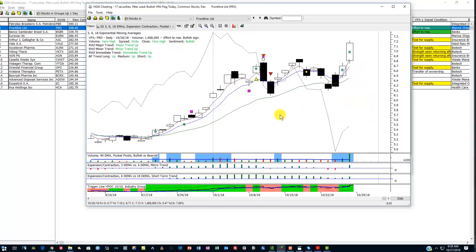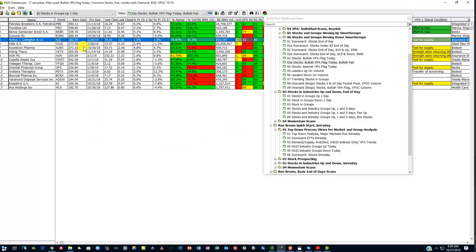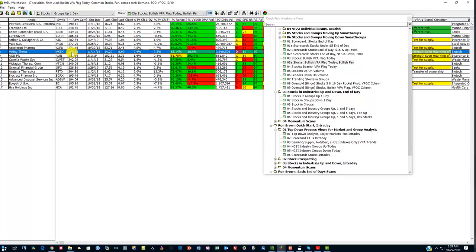Let's look at Frontline, number two. Now here's the pocket pivot here. Here's an effort to rise, another effort to rise. What's the group doing? Same group, it turned up. Now I believe this is marine shipping. No dividend on this stock, but marine shipping, it held a shakeout here, held up. Here's effort to rise, effort to rise. So you can see that there were some stocks moving up on Friday, stocks and groups.